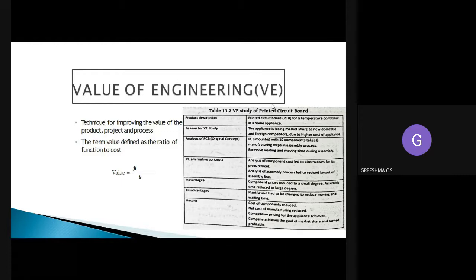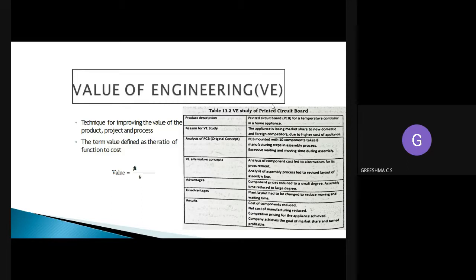Okay, 8 manufacturing steps are involved in the assembly process, and there is excessive waiting and moving time during the assembly process. So if you go for the analysis of a PCB, during the manufacture of the PCB, you will see that the PCB is having 10 components, and it is having 8 manufacturing steps. Okay, and the assembling process is taking a lot of time.